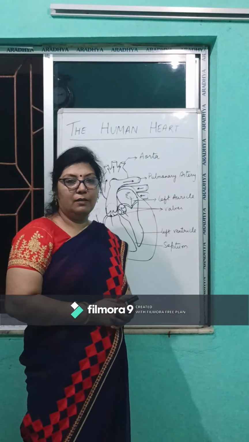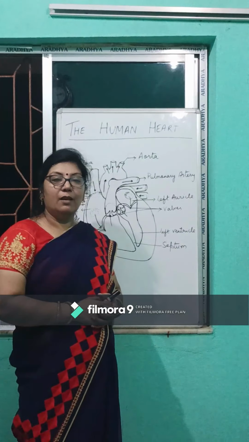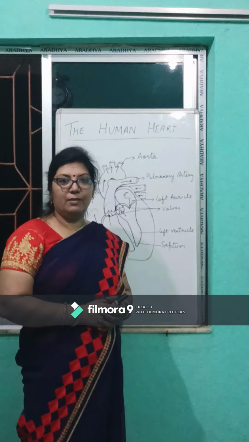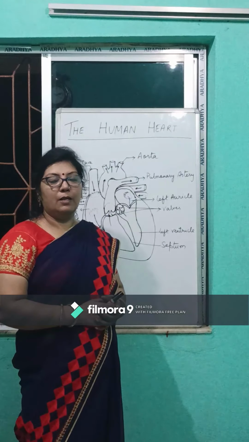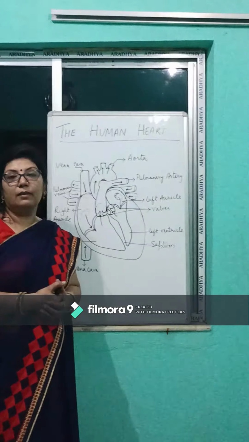The heart pumps blood with jerks in arteries. These jerks can be felt at rest and are called pulse. The number of jerks is known as pulse rate.